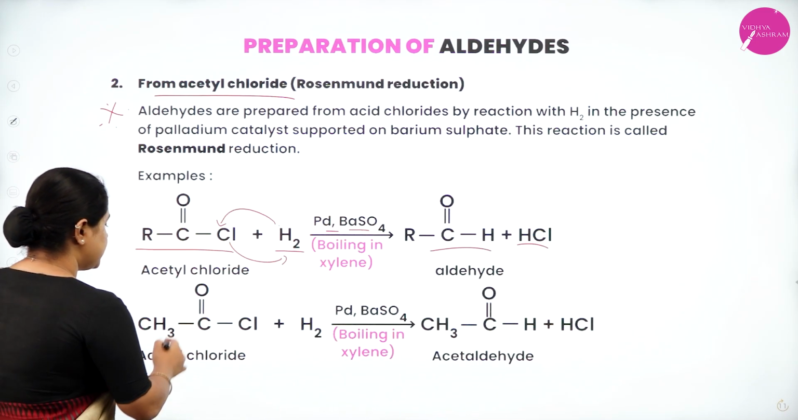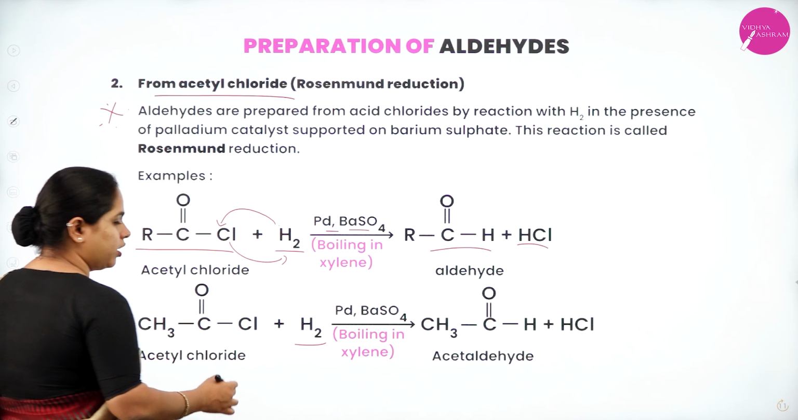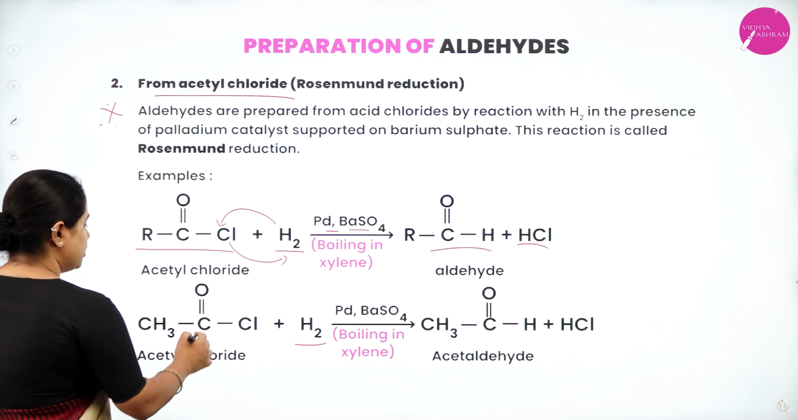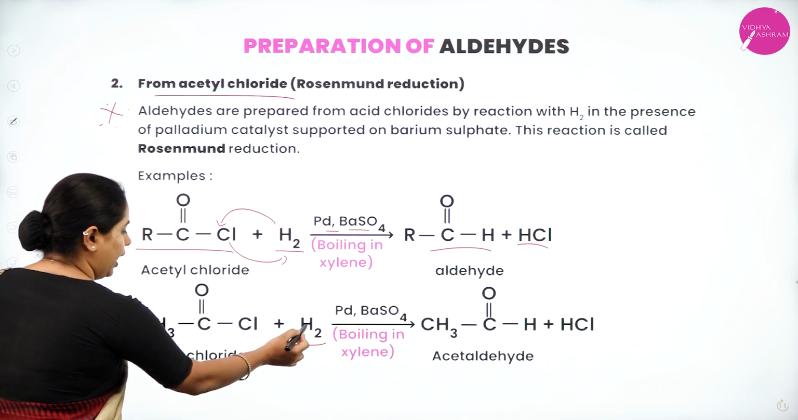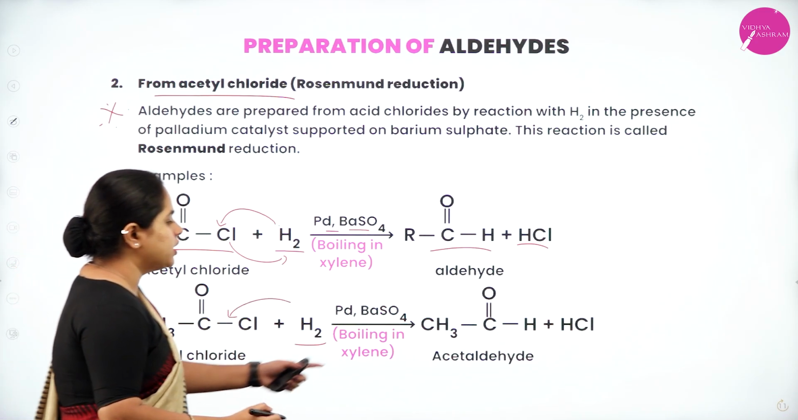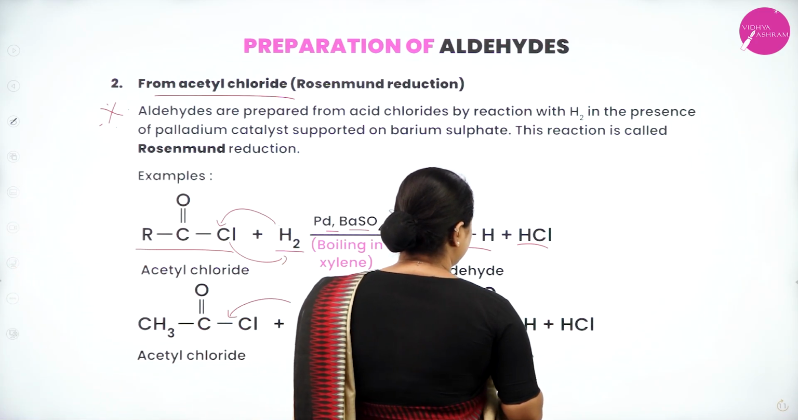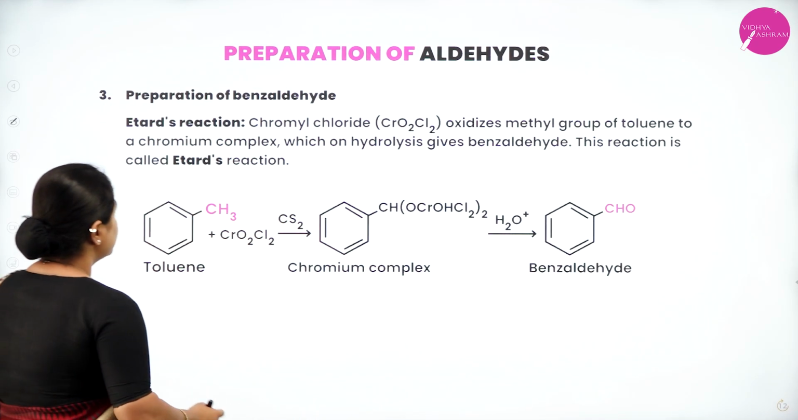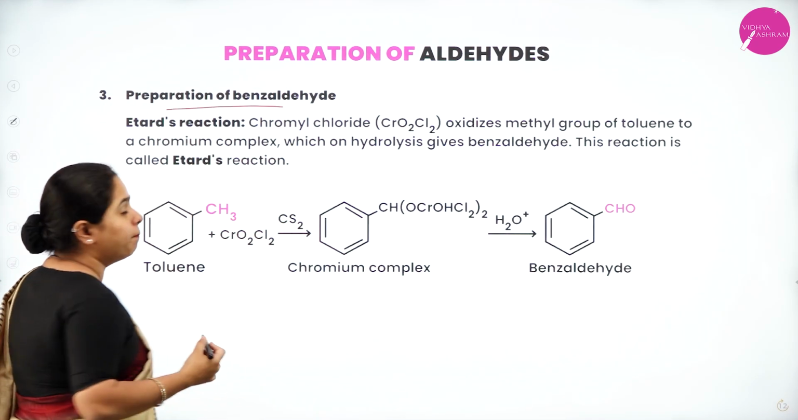Clear? So, let's take CH3COCl. Okay, what are we going to do? Addition of hydrogen in presence of palladium and barium sulfate. So, you are going to get CH3CO and this H will be added here. So, you get CH3CHO, aldehyde. Which aldehyde is it? Acetaldehyde and HCl. Right? The next one is preparation of benzaldehyde.